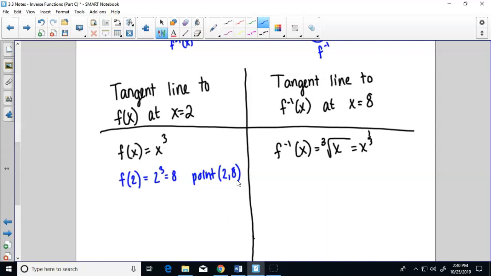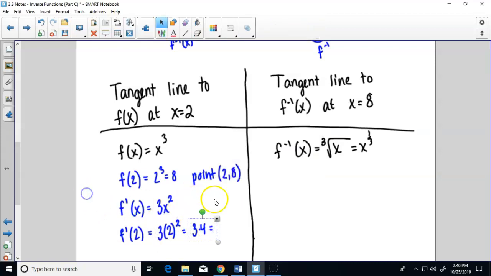Then we need a slope. And for a slope, what do we have to have, Destiny? Derivative. So this is a super simple derivative. f prime of x is going to equal 3x squared. And then we want the slope at 2. So we're going to find f prime of 2, which will give us 3 times 2 squared. So 3 times 4, which is 12.